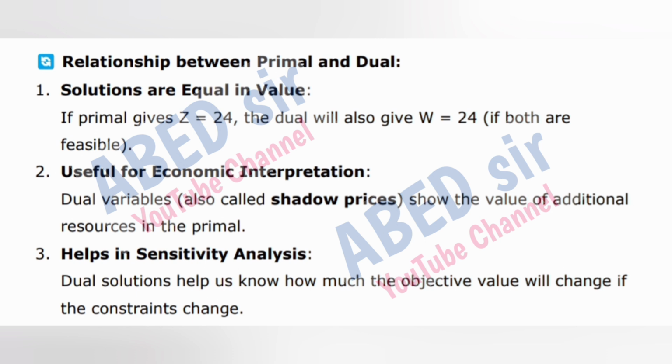2. Useful for economic interpretation. Dual variables, also called shadow prices, show the value of additional resources in the primal. 3. Helps in sensitivity analysis. Dual solutions help us know how much the objective value will change if the constraints change.